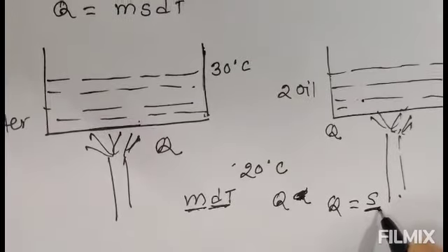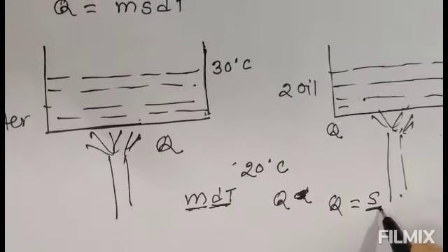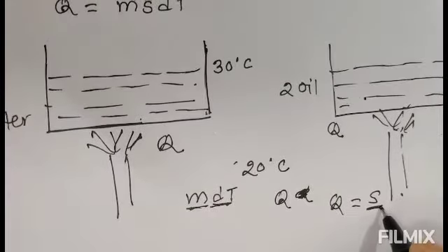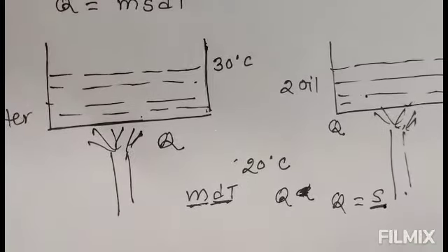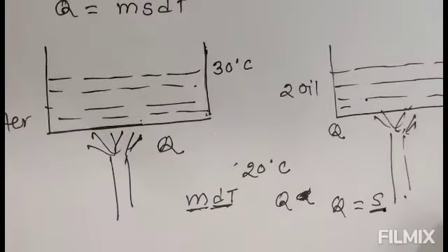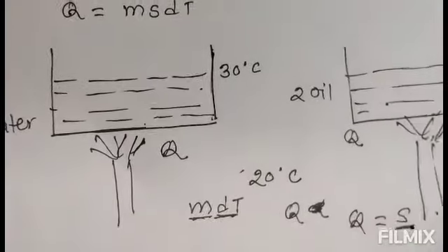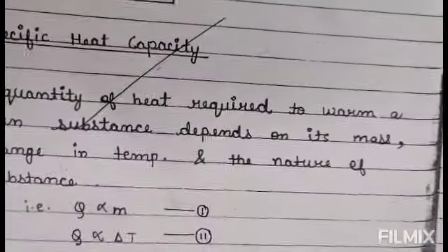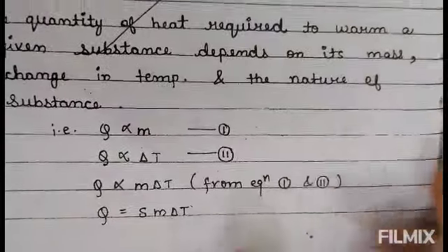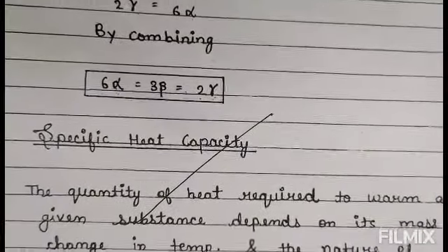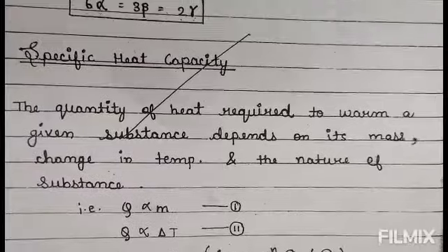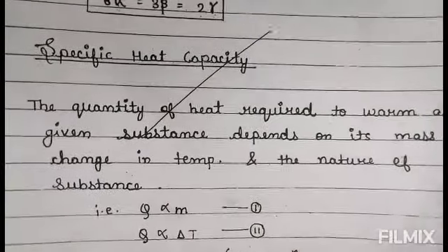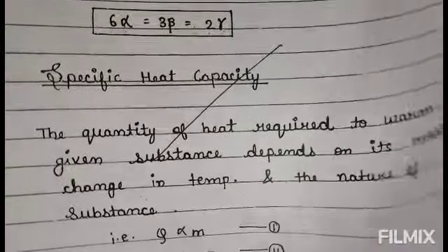That is called the specific heat of the substance. The substance having more specific heat will require more heat to raise the temperature, and the substance having less specific heat will require less heat to raise the same temperature. Now look at the formula we have derived. The quantity of heat required to warm a given substance depends on its mass, the change in temperature, and the nature of the substance.